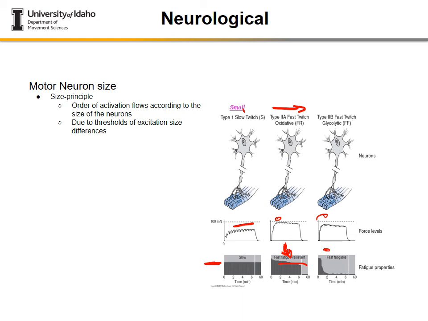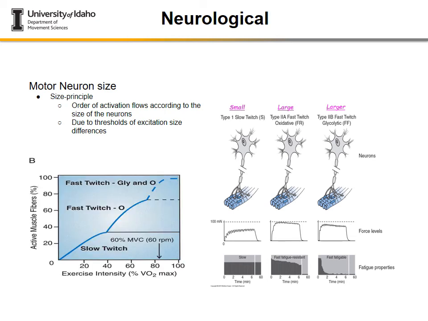We call this the size principle, and it means small, large, and larger is the order of activation and sequencing, based on the threshold of excitation. Small get recruited first because they have a lower threshold to be activated, then large, and then larger, depending on that threshold of excitation.